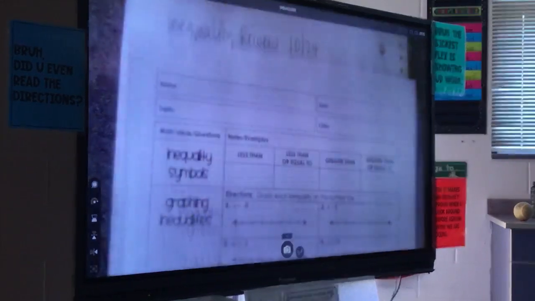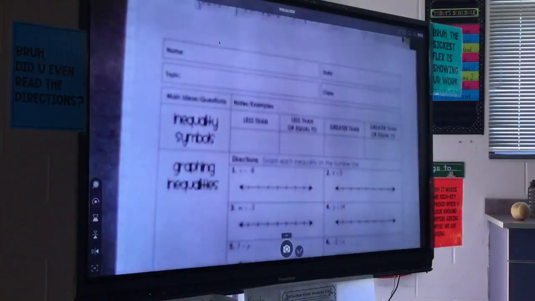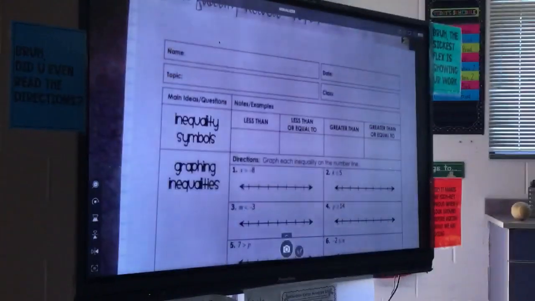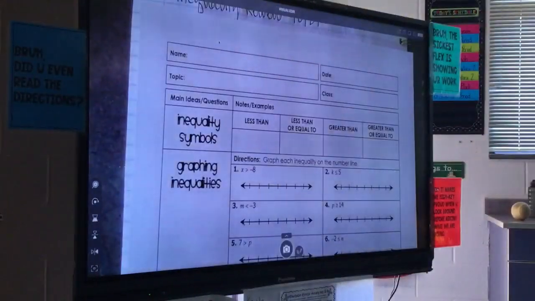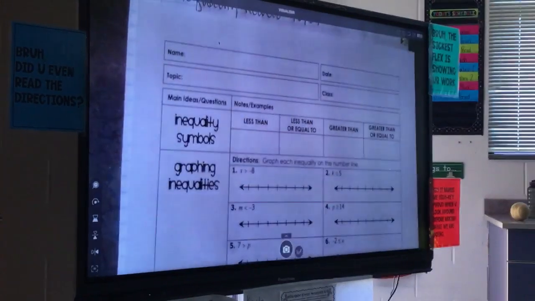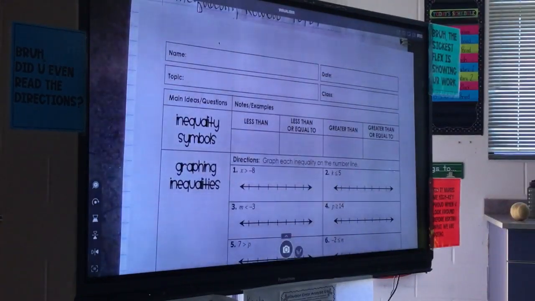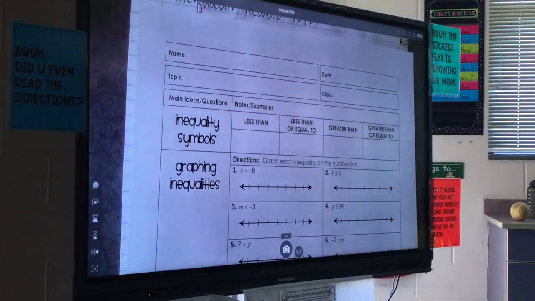All right, so today the majority of this is going to be a review for us. Across the top, you're looking at the inequality symbols. What does the less than symbol look like? What does the less than symbol look like that would go in that first box?